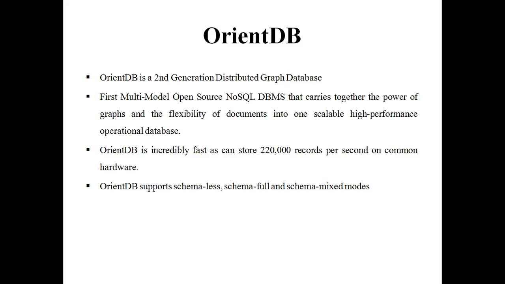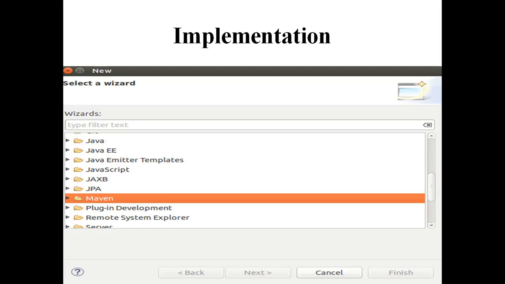OrientDB is the first multi-model open NoSQL database, and it is a second generation distributed graph database. It stores 20,000 records per second. These are the basic features of OrientDB.